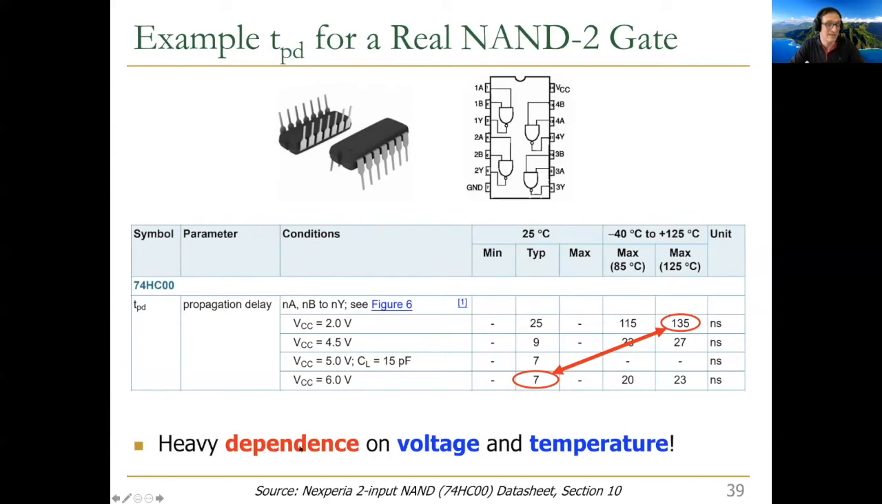Okay, so there's heavy dependence on voltage and temperature. Depending on at what voltage and temperature you're running your circuit, you really need to make sure your circuit works, right? And there's a huge dependence over here, as you can see, 7 to 135. But basically, someone specifies these propagation delays and contamination delays for us. Hopefully, they optimize a circuit.